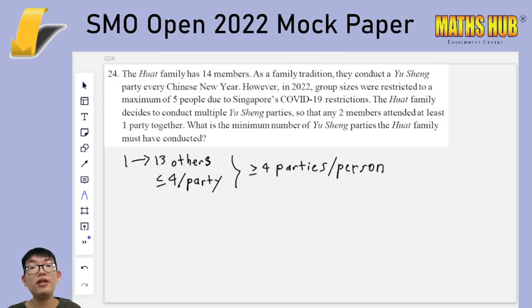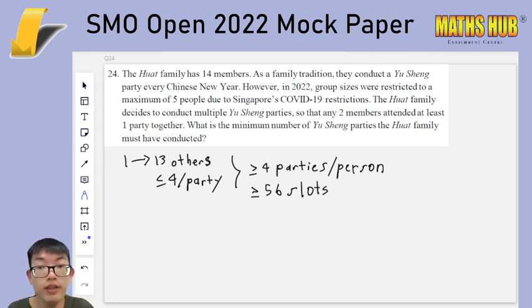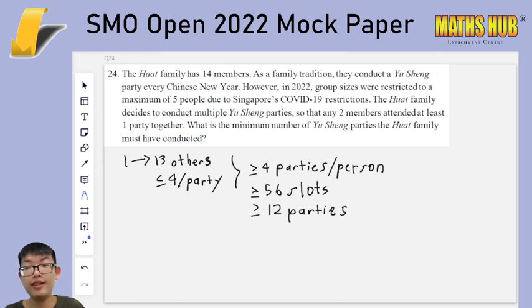And it means that if 14 members each need to attend at least 4 parties, you need at least 14 times 4, which is 56 slots. And with at least 56 slots and 5 slots per party, you need at least 12 parties. Surprisingly though, this actually is it. It is already a good enough bound.